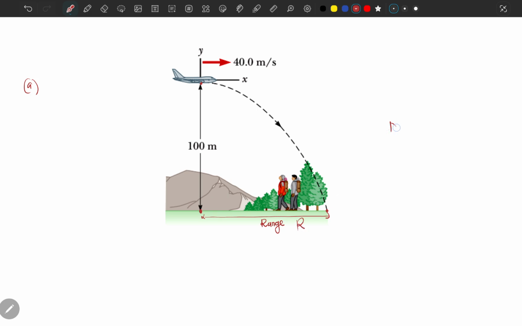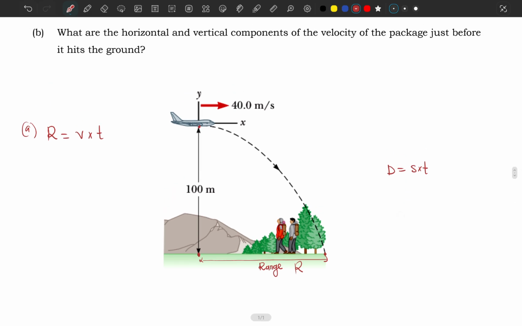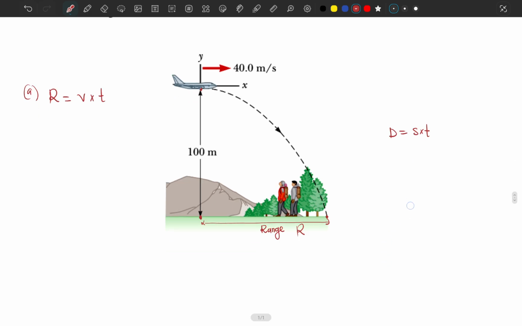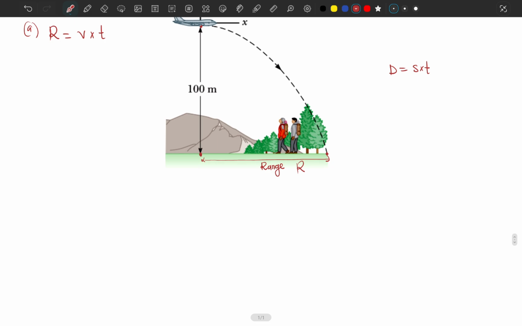Now, range is just distance, and we know that distance is given by speed multiplied by time. So our range is equal to velocity multiplied by time. But the question is, do we have the time? We do not have the time taken, so we are going to calculate the time taken using the vertical component. So to find time, we use the y component.